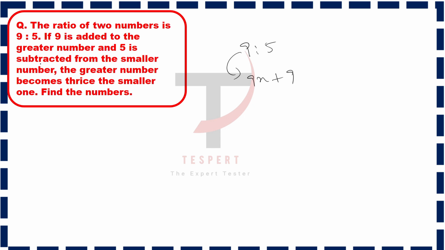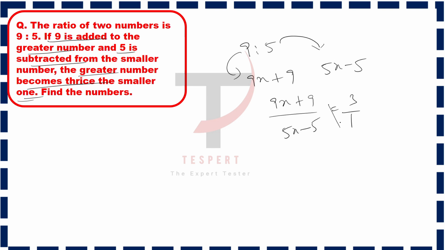Why did we add 9? Because 9 is added to the greater number and 5 is subtracted from the smaller number. So this is the smaller one, 5x minus 5, and the greater number becomes thrice the smaller one. So the ratio is 3:1. So (9x plus 9) by (5x minus 5) is equal to 3 by 1. After cross multiplication and solving, you will get x is equal to 4.